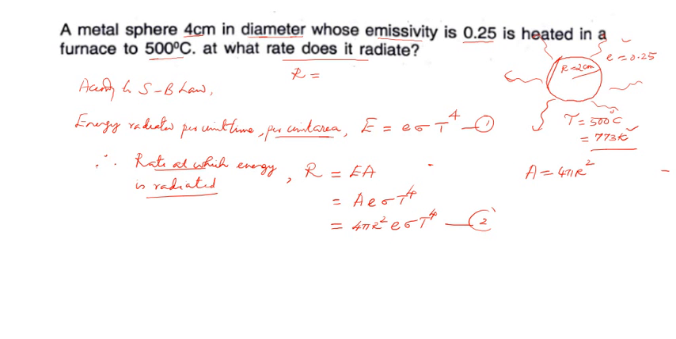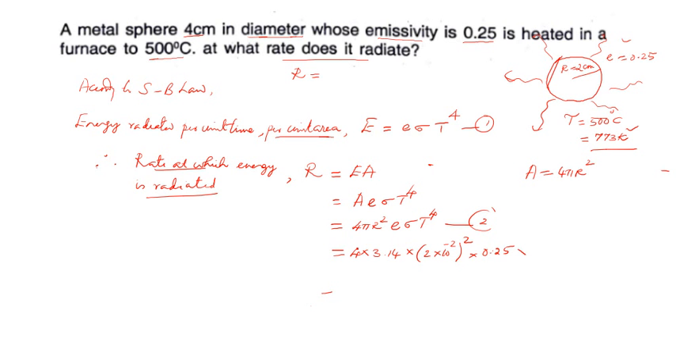That is equal to 4 into, it's a mere matter of substitution in proper SI units, 4 into 3.14 into r squared. The diameter is 4 centimeters, so r is 2 centimeters, and I have to convert it into meters: 2 into 10 raised to minus 2 meter, squared, into emissivity, which is 0.25, into sigma.